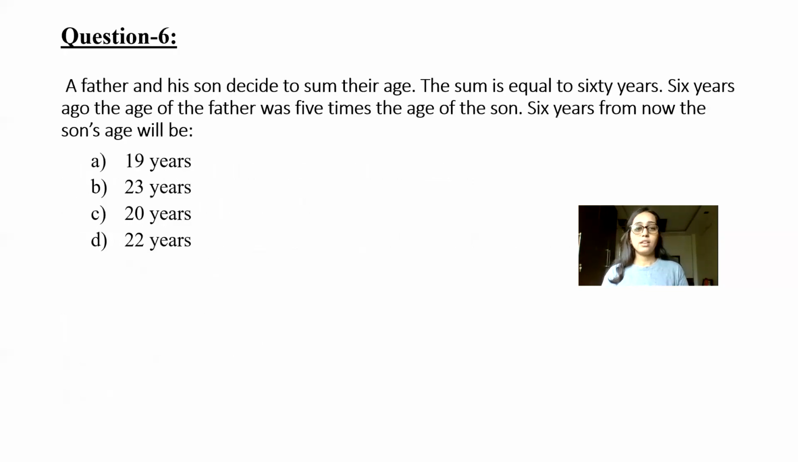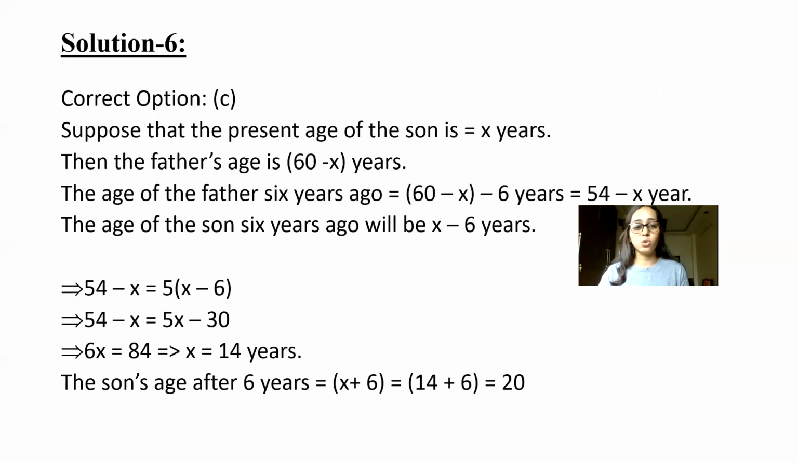The last question for today's session: a father and his son decide to sum their ages. The sum is equal to 60 years. 6 years ago, the age of the father was 5 times the age of the son. 6 years from now, the son's age will be? So this is a question of the fourth category, where you are asked what the age would be in the future. So let's jump to the solution.